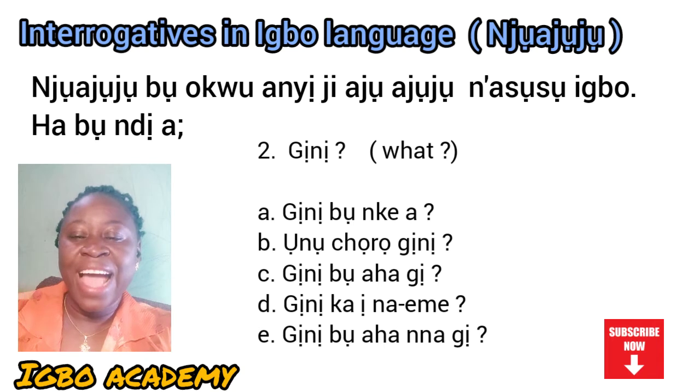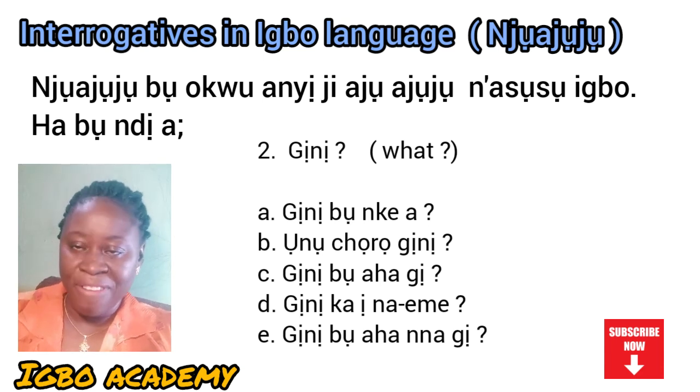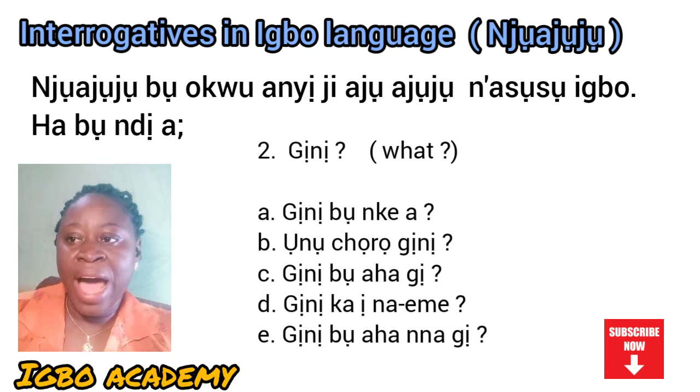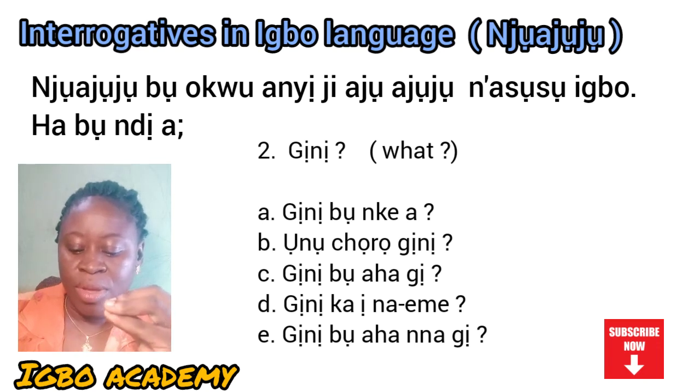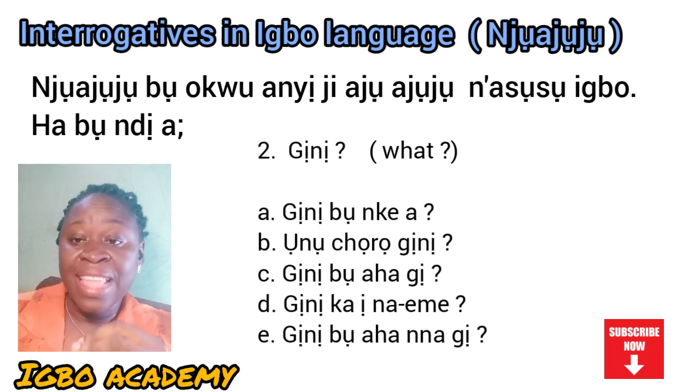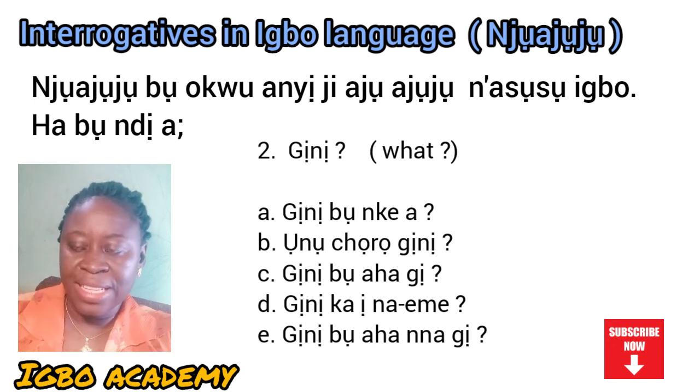You always see me saying afa. Whenever I say afa or aha, you know it's the same thing. Anambra is afa. The Central Igbo is aha. So whenever I want to say afa, I'm used to afa. So gịnị bụ aha gị. What is your name? Oh, wait. Gịnị bụ aha nna gị. What is your father's name?